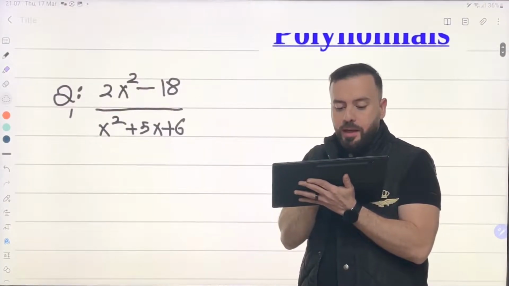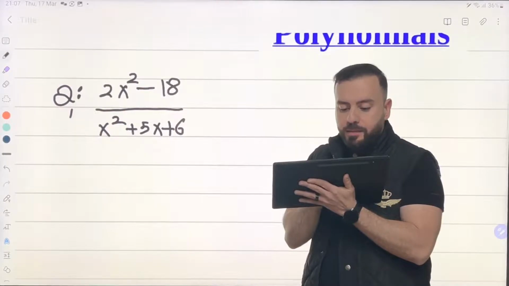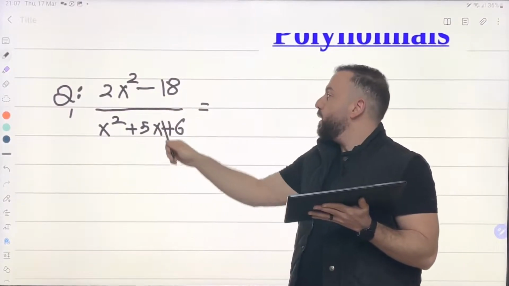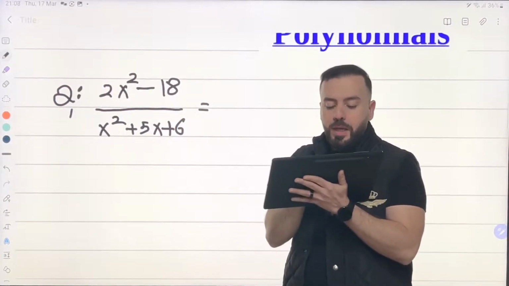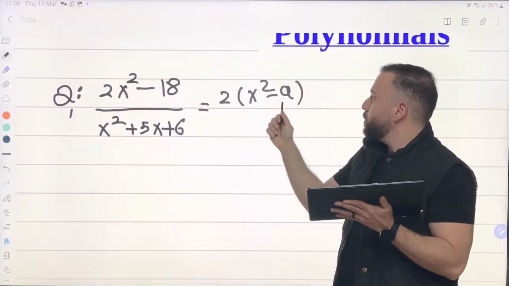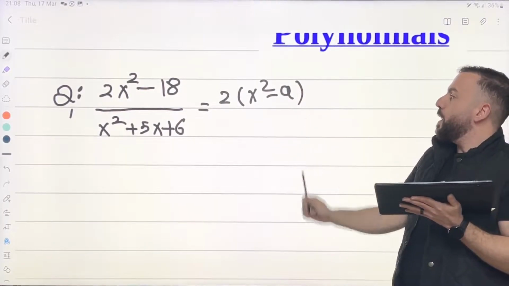Now, the first thing, let's check with the first one. That's going to be in the numerator. I have 2x squared minus 18. What's the GCF between 2 and 18? That's going to be 2, open bracket, x squared minus 9.